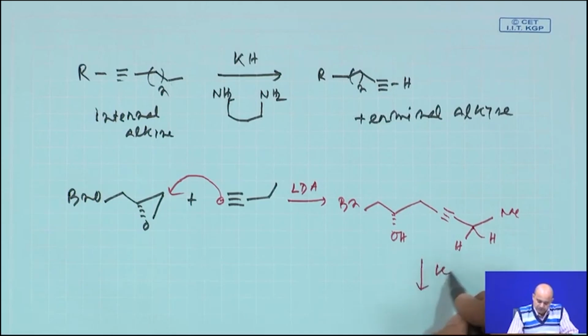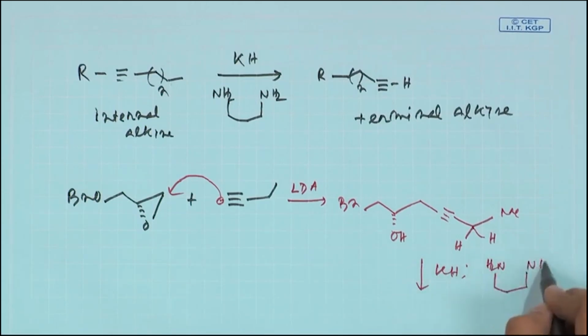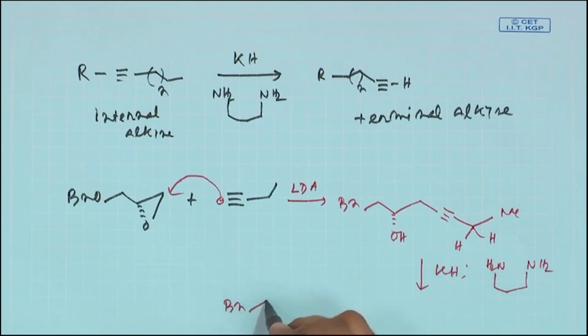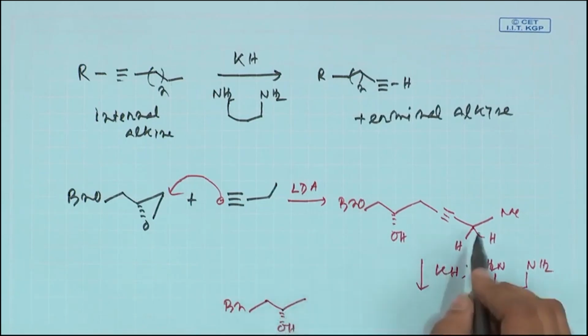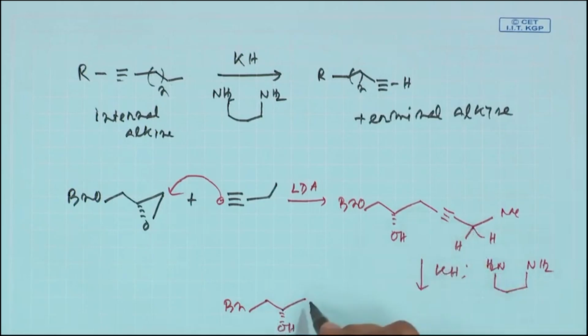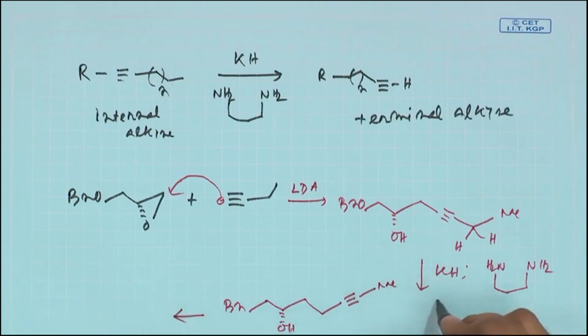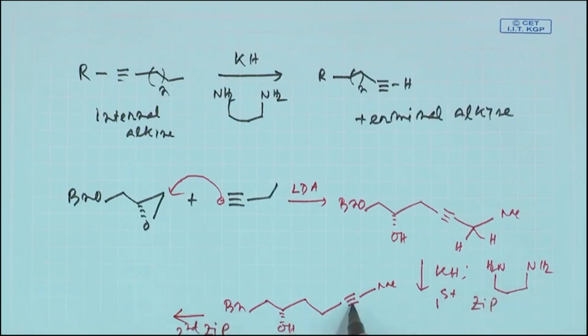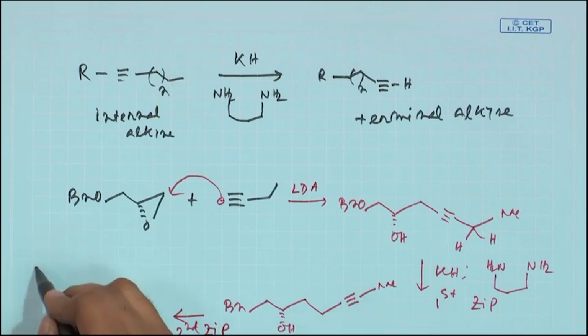So, first KH and 1,3-diaminopropane. Now, see the zipping will take place, and you have one OH here. Now, see this CH2 will now be linked to this CH2. So, there will be CH2, CH2 and then we will have a methyl. There will be another zip. So, I call this the first zip, and there is a second zip. The zipping will continue till the internal alkyne is converted to the terminal alkyne.